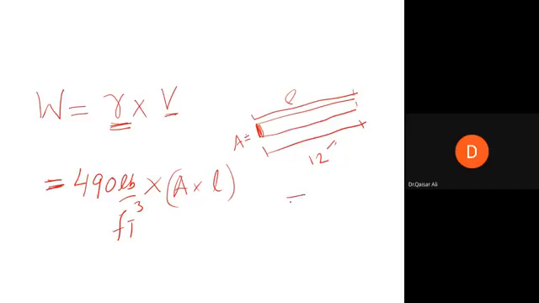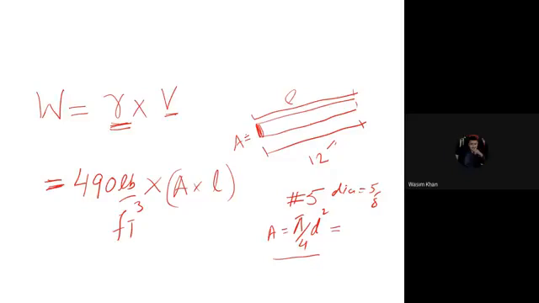So for number 5 bar, if you calculate pi by 4 d square yourself, tell me the area of number 5 bar. Number 5 bar has a diameter equal to 5 by 8. Okay, tell me the area of number 5 bar. 0.5. Do it again. 0.3, sir. 0.3 is correct. 0.3 square inch. It is the area. Okay.